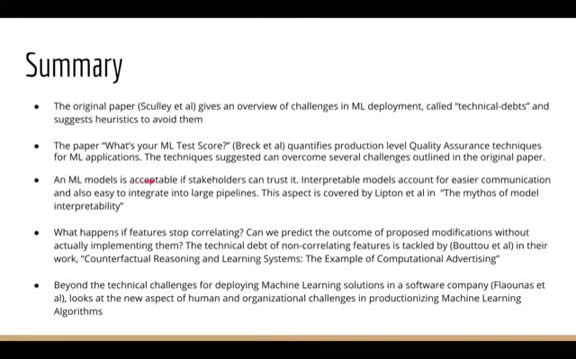An ML model is acceptable only if stakeholders can trust it. Interpretable models account for easier communication and also are easier to integrate into production level pipelines. This aspect of interpretability is covered by Lipton et al. in the paper The Mythos of Model Interpretability. The original paper also looks at assumptions such as feature correlation failing and how to deal with those. The paper Counterfactual Reasoning and Learning Systems, the example of computational advertising, looks at ways to predict the outcome of proposed modifications without actually implementing them.